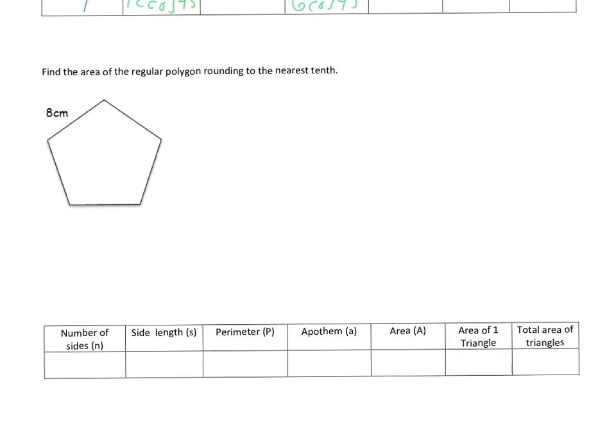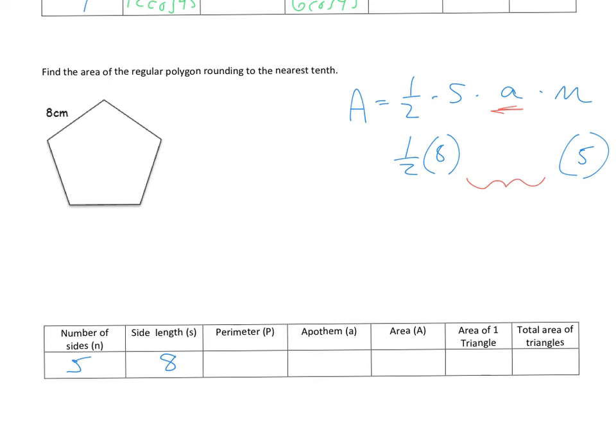Okay, so here we are. The number of sides is 5. The length of each side is 8. This is good, right? Because I have 1/2 times the side length times the apothem times the number of sides. Well, the side length is 8. The number of sides is 5. The only thing I'm missing here is the apothem. That's the only thing that I'm missing.